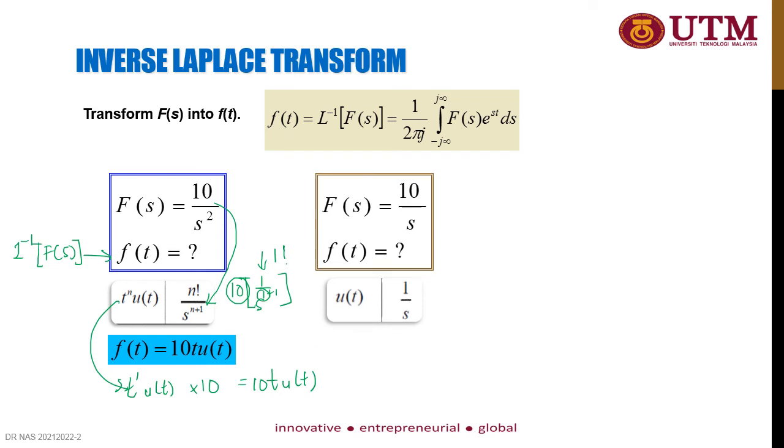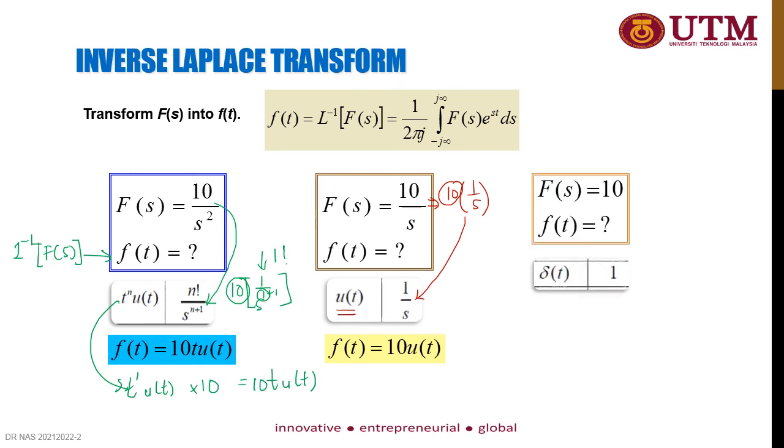Look at the second example. You have F(s) given by 10 over s. You can modify this a bit, it is equal to 10 times 1 over s. If you refer to the table, you have this shape. So 1 over s equal to u(t) in time domain. Now multiply by 10. So your f(t) equal to 10 u(t).